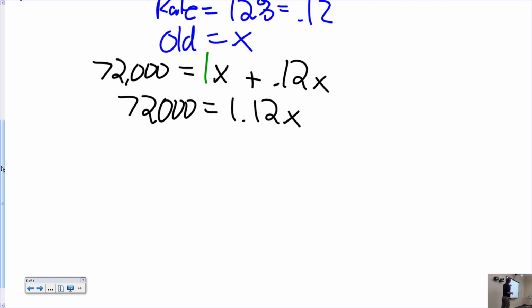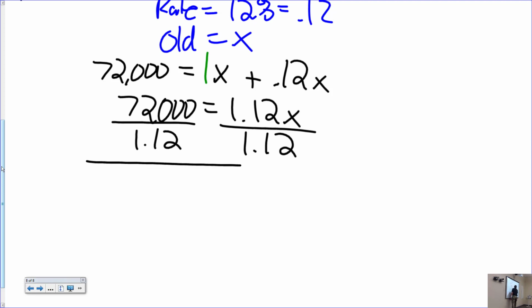And so how are we going to get X here, folks? Divide. And here is the other way that you get smaller numbers other than subtracting. Okay, folks? Instead of getting a smaller number by subtracting, we are going to get a smaller number by dividing by a number greater than 1. And nicely enough, what is 72,000 divided by 1.12?